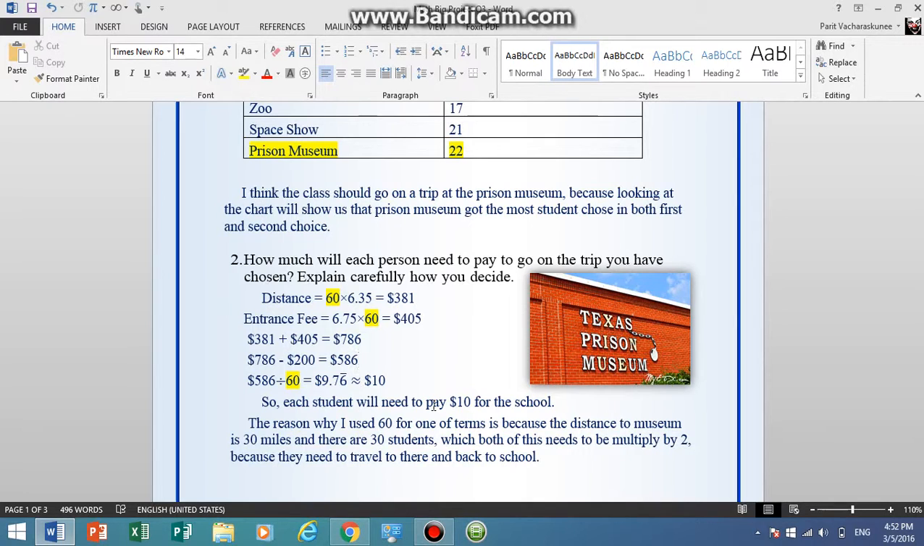And get that cost and divide it by 60, which equals $9.76, which I round up to get $10. So each student needs to pay $10 for the school. The reason why I use 60 for one of the terms, as you see I highlighted it, is because the distance to the museum is 30 miles and there are 30 students, and both of these need to be multiplied by 2 because they need to travel there and then go back to school.